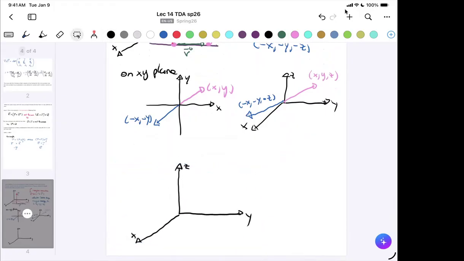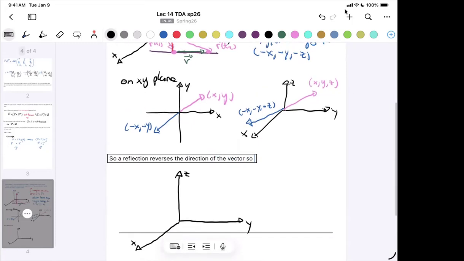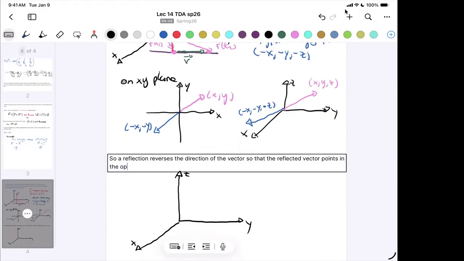So I'm going to write it down here. A reflection, so that the reflected vector points in the opposite direction. Is that okay? Is that making sense?